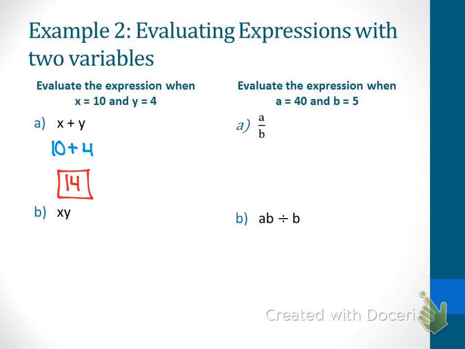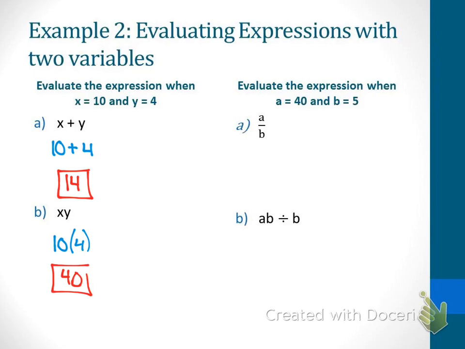All right, now in example B, remember, you must put the parentheses, okay? So everybody remember to put your parentheses to show multiplication. It's not 104, it's 10 times 4. Use parentheses, and 10 times 4 is 40. All right, who got that right? Anybody get it right ahead of time? Good job. Okay, second column, evaluate the expression when A equals 40 and B equals 5.